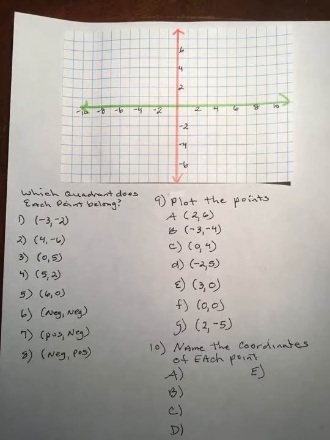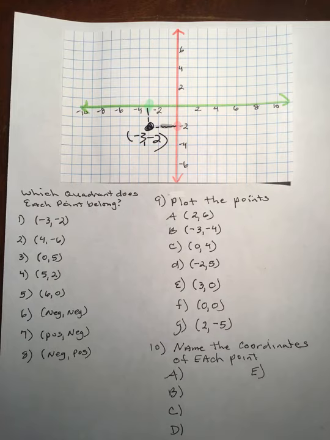So here we want to decide which quadrant each point belongs to. So on the first one we have an input of negative 3. So we've got to go find negative 3 on the x-axis. So negative 3 on the x-axis would be right here. And then we have to find negative 2 on the y-axis. And then where those 2 points meet. So if you follow those 2 points and see where they meet, that would be the coordinate negative 3, negative 2.